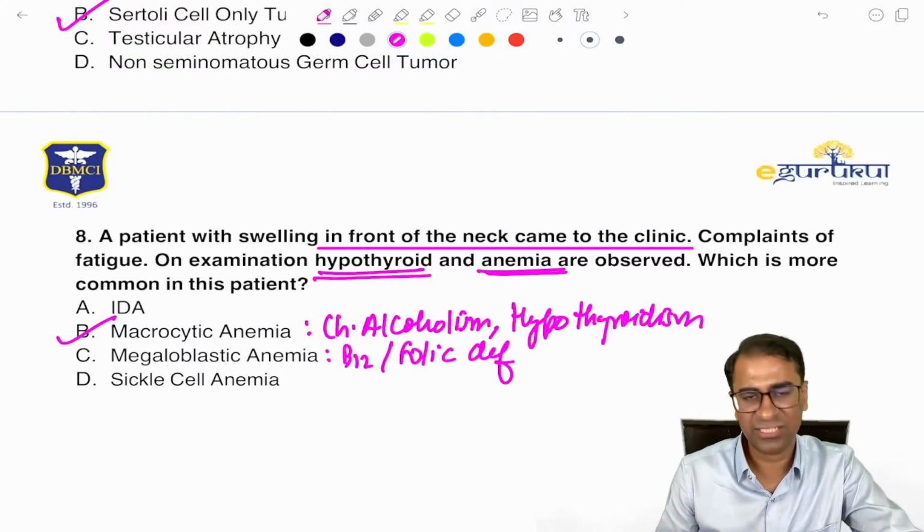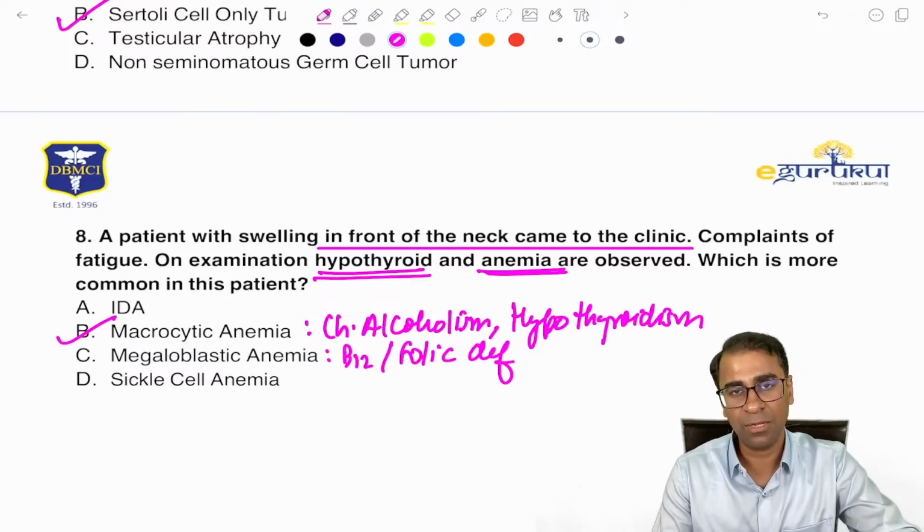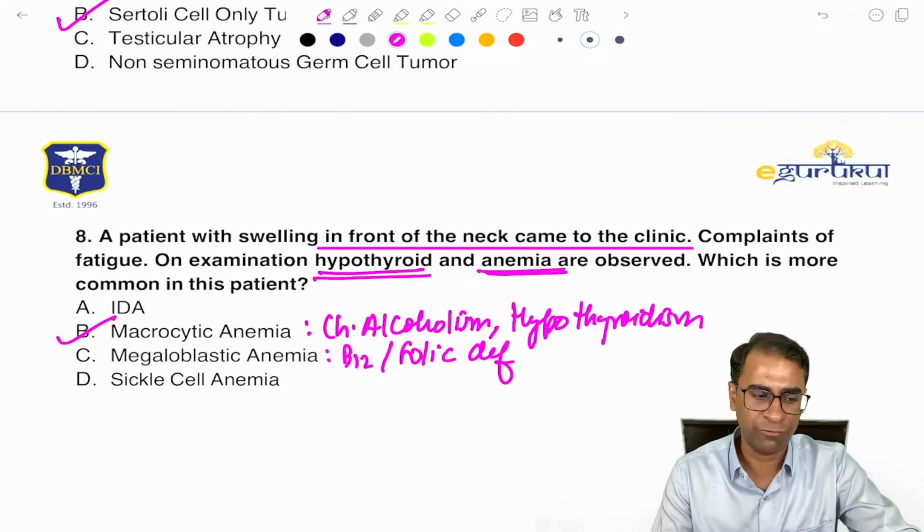In interstitial cystitis, there will be a history of UTI-like symptoms, and dysuria and a burning sensation will be seen in that case.